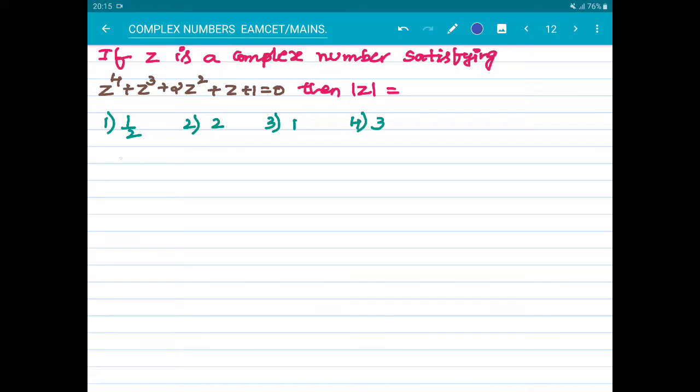Hello everyone. These are the questions from complex numbers, useful for both EAMCET and JEE Mains. Here I am applying super tricks. Let us solve the first question.